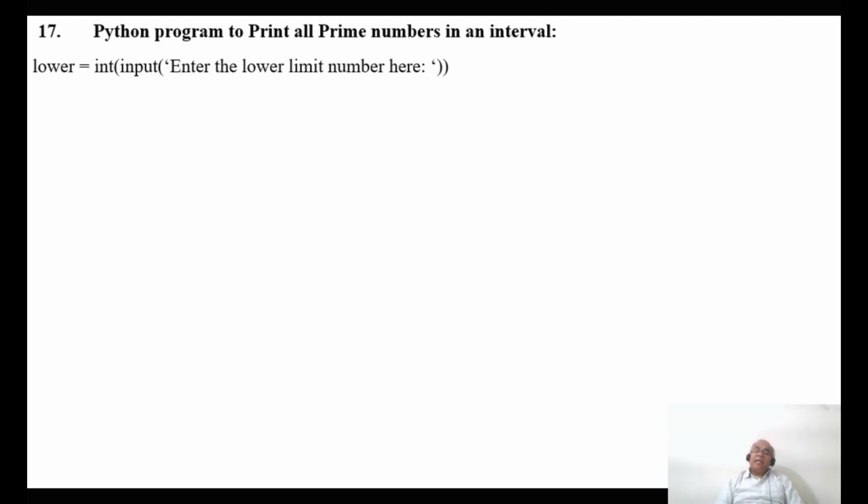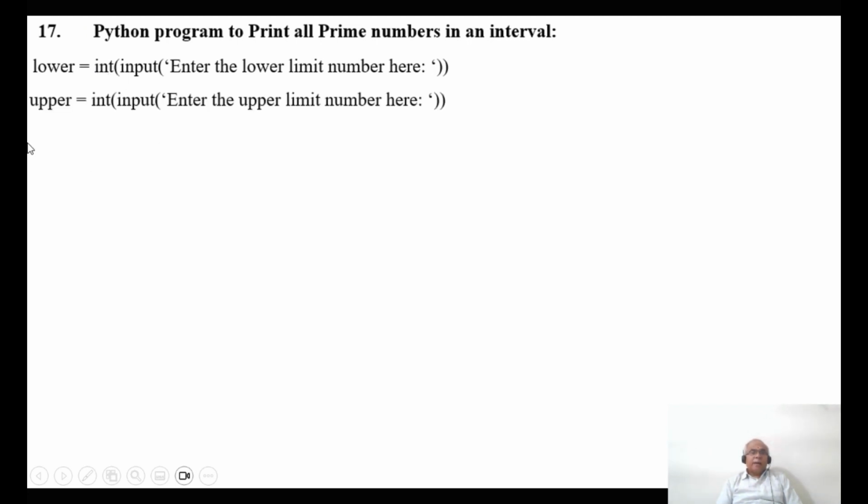Since it says an interval, I should have two numbers: one is the lower and the other is the upper. Lower equals int(input("Enter the lower limit number here")). That means I want to say where to start and where to end. In a Python program, whenever input is given, it is always considered a string, so I want to convert it into an integer. That is the reason I'm using the int function. Then upper equals int(input("Enter the upper limit number here")).